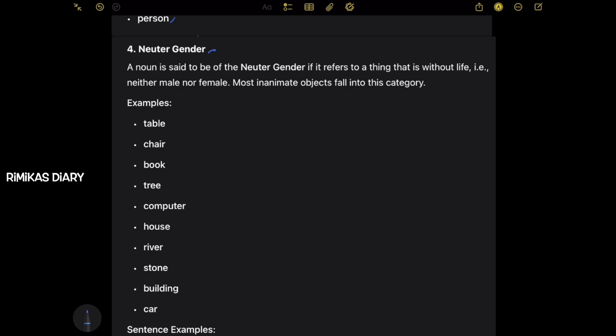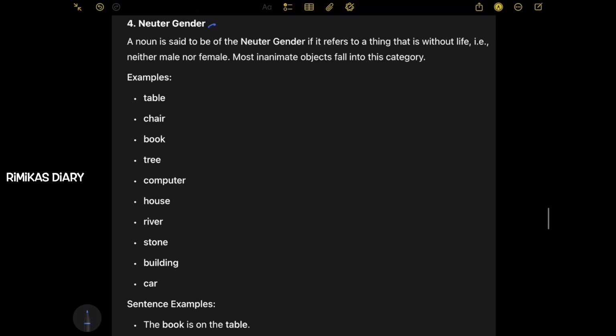Next, neuter gender. So a noun is said to be of the neuter gender if it refers to a thing that's without life, that is neither male nor female. Most inanimate objects fall into this category. So a neuter gender is a non-living thing. So it's a thing without life. So it's neither a male nor a female.